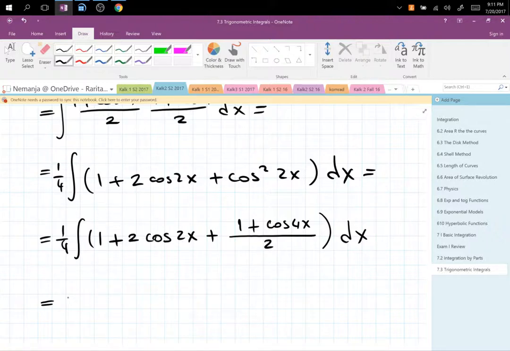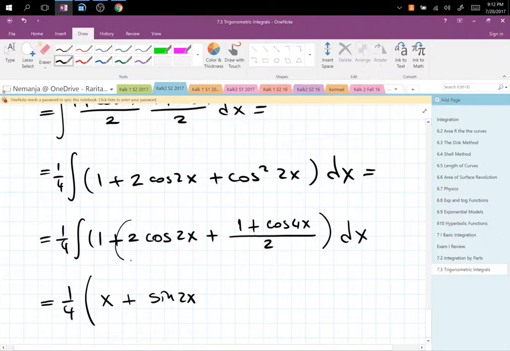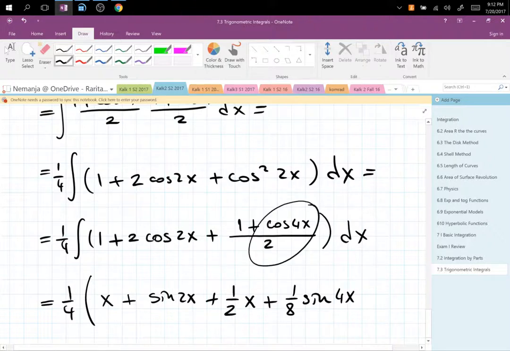Time for us to integrate. So we have 1/4. Integral of 1 is x. Integral of cosine 2x is sine 2x over 2, which cancels the 2 over there. There is a 2 here that gets canceled with the over 2 that you get from the u sub. Plus 1/2 integrated is 1/2 x. And then cosine 4x is integrated as sine, so 1/8 sine 4x. Because you already have a half, and then the 4 will be over 4, so 2 times 4 is 8.